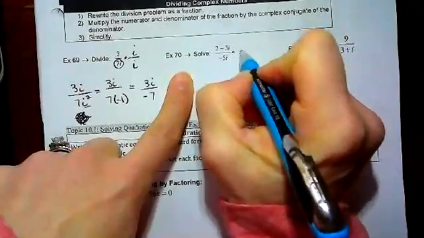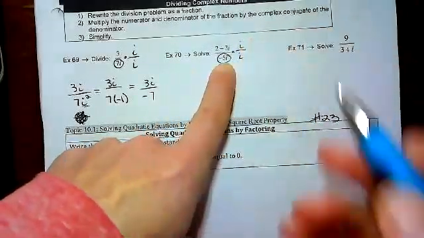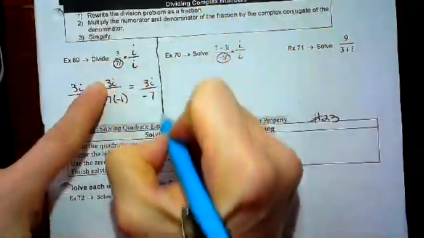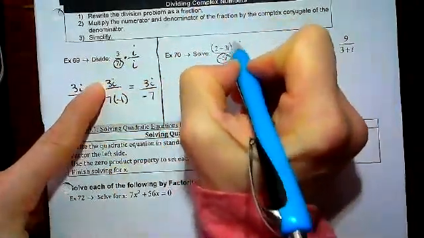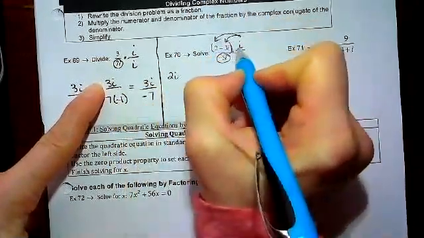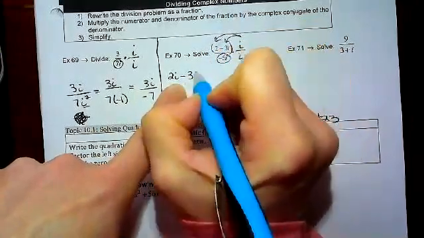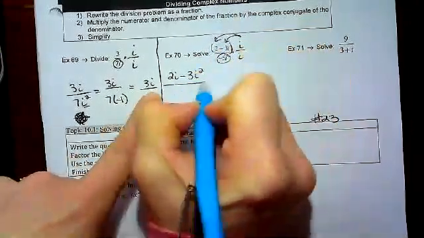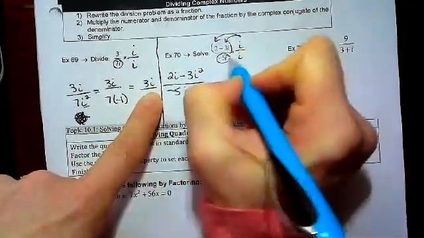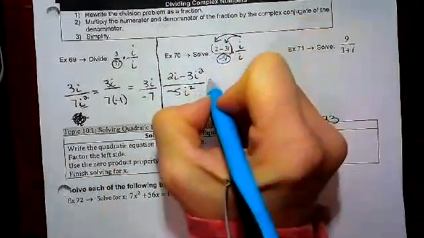So here we're going to do the same thing. There's only one single term down here, just a negative 5i. So if I multiply times i, I'll be getting rid of that denominator. But because there's more than one term here, we will have to distribute. So 2 times i is 2i, minus 3i times i is 3i squared, over negative 5, and i times i is i squared.